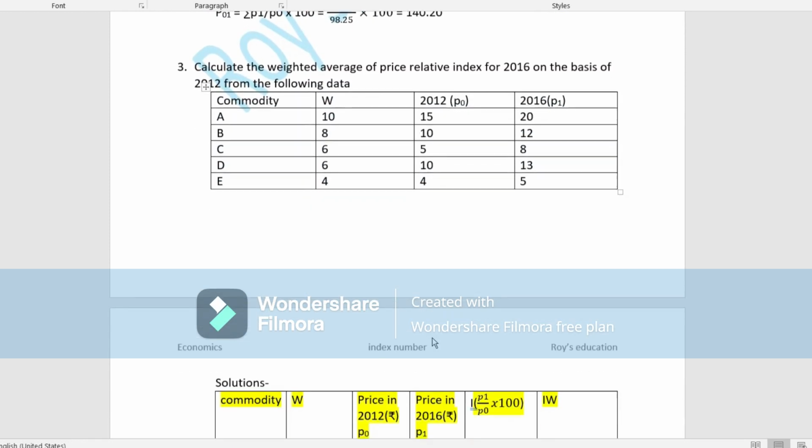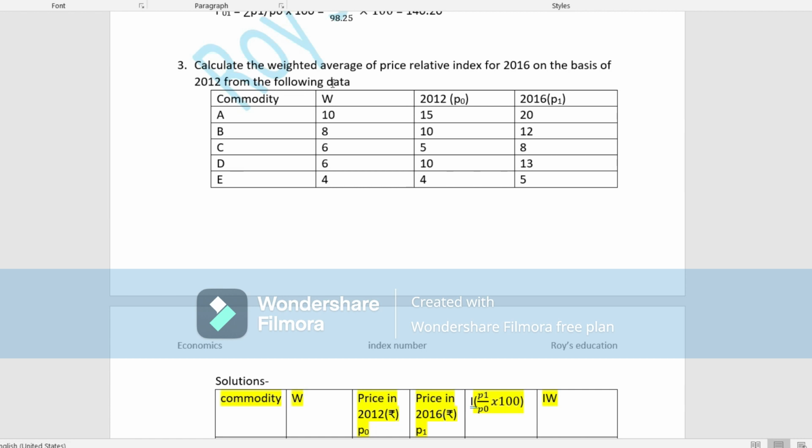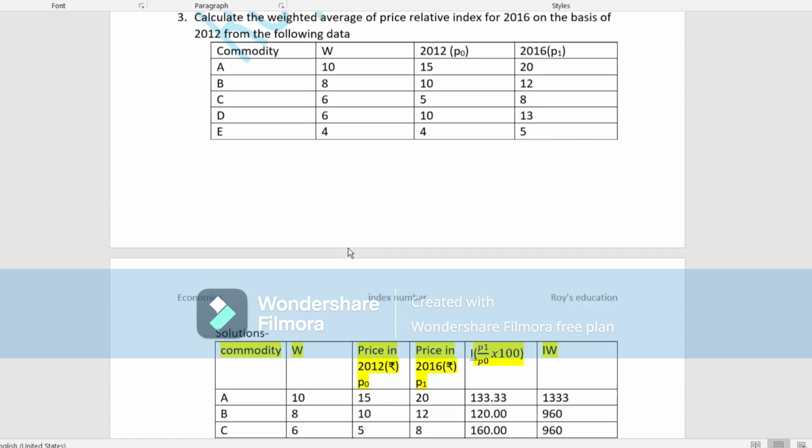Okay, the third question, let us come to it. Calculate the weighted average of price relative index for 2016 on the basis of 2012 from the following data. That means 2012 is the base year and 2016 is the current year. So the base year we always take as P0 and the current year we take as P1. And here the weight is given. So how are you going to calculate it?